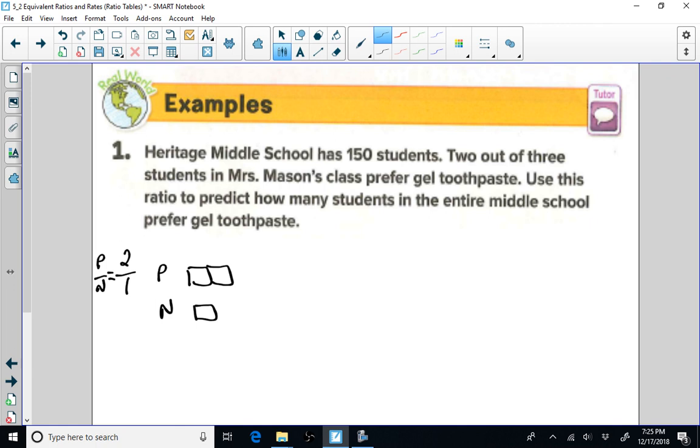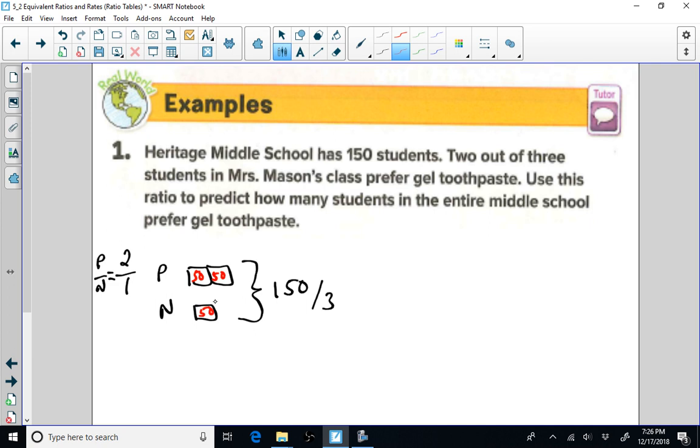Use this ratio to predict how many students in the entire school prefer gel toothpaste. Well, 2 out of every 3 students prefer gel toothpaste. So we're looking for this ratio part here. There are 150 students, and we have 1, 2, 3 parts of our tape that represent those 150 students. So the unit is going to be found by taking 150 and dividing it by 3, and that means our unit is going to be 50.